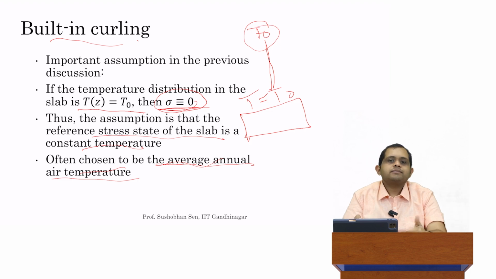After all, the pavement is going to be there when it's initially laid. The reference temperature is at whatever temperature it was laid at. There is no very good reason why this is used. It's just based on practice. So the average annual air temperature is usually used as a guess for the reference temperature. And then we assume that all the stresses are with respect to this constant reference temperature.